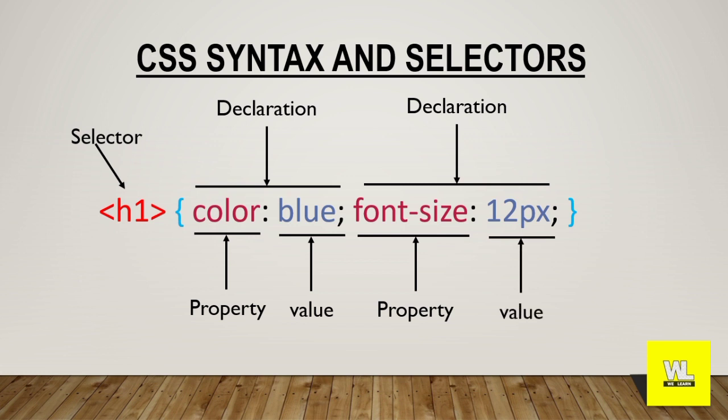Each declaration includes a CSS property name and value separated by a colon. You can see color separated by this colon, and the declaration is separated by a semicolon. So we have this declaration here, its property and its value, a property-value pair.